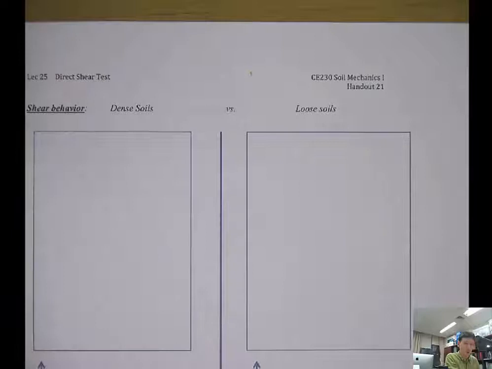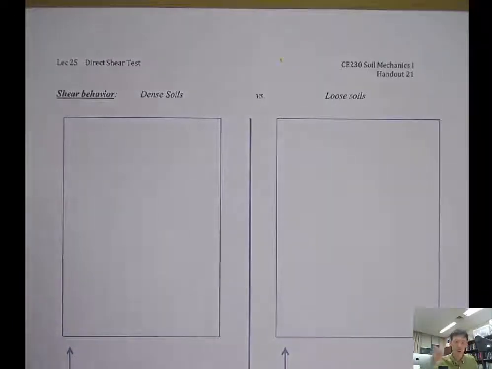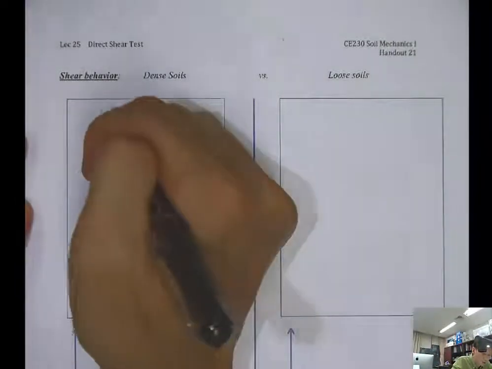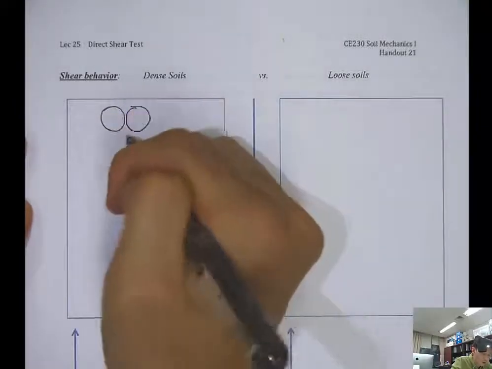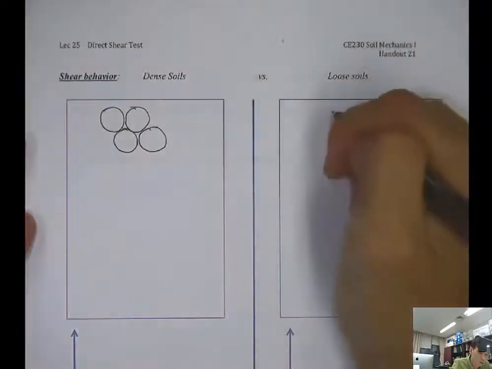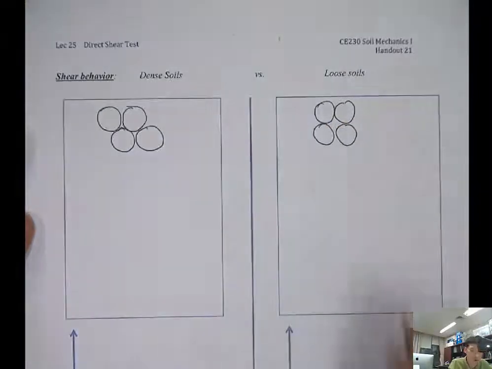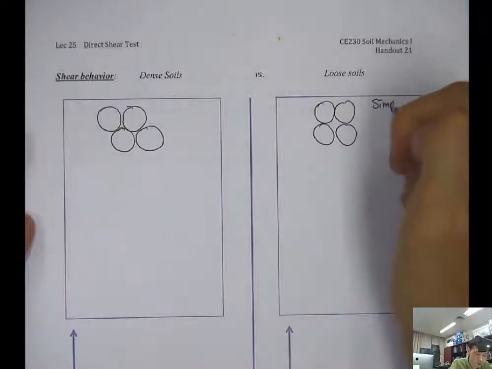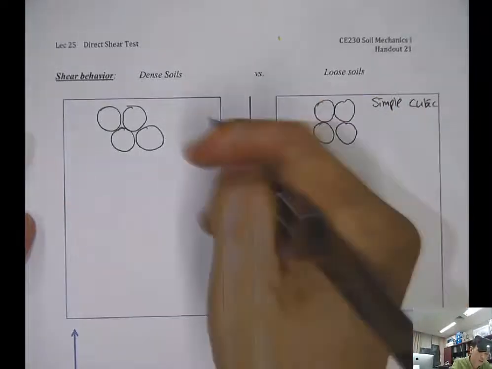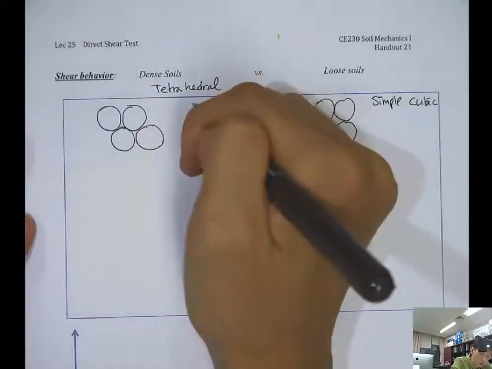Then on the next page, we are going to talk about the shear behavior of dense soil and loose soil. For dense soil, we can draw and idealize the soil packing like this. And in loose soil, we may have simple cubic packing, and this is called tetrahedral packing.